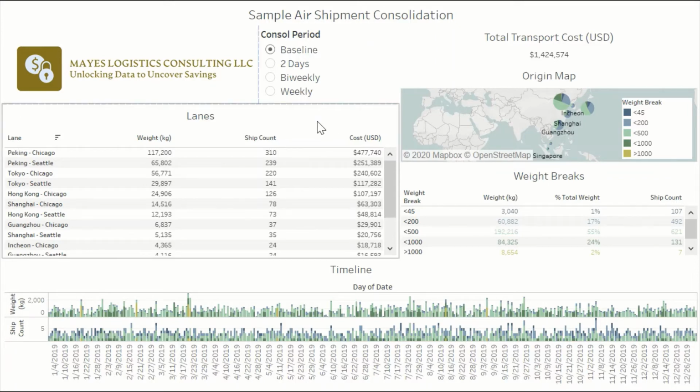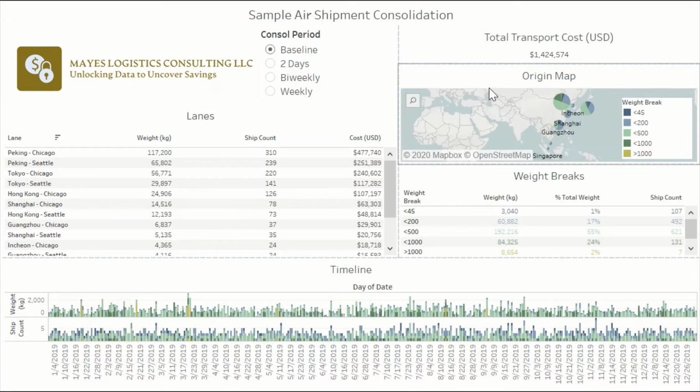This is an inbound network from several ports in Asia to two destinations in the US, one in Chicago and one in Seattle. So the biggest lane is from Beijing to Chicago, and the second biggest lane is from Beijing to Seattle.